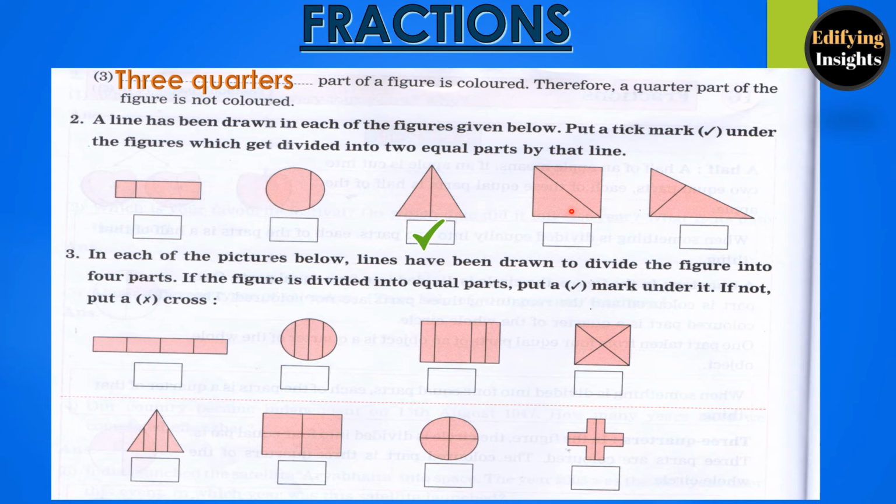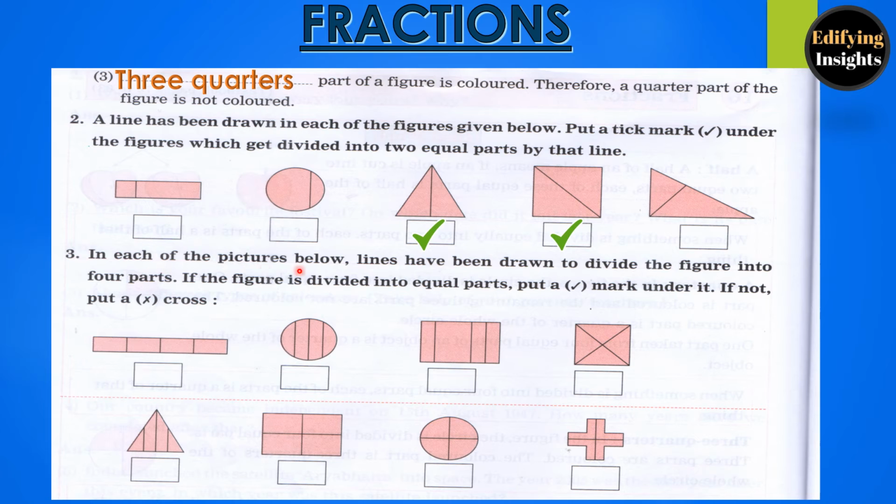Now here we have a square, and there is a diagonal line inside which divides the square into 2 equal parts, so we tick. Here we have a triangle, and there is a line inside it, but this line does not divide the triangle into 2 equal parts, so we just leave it.